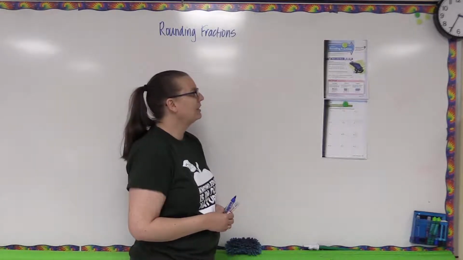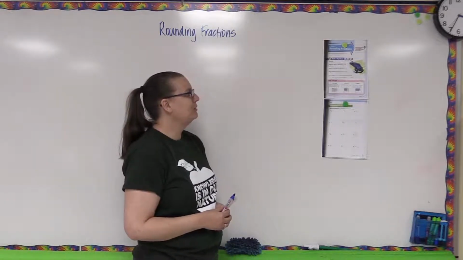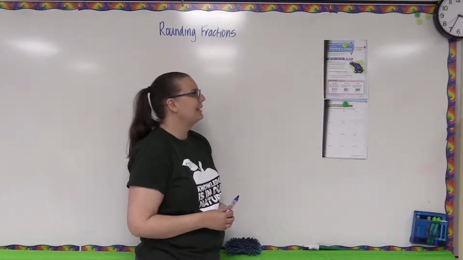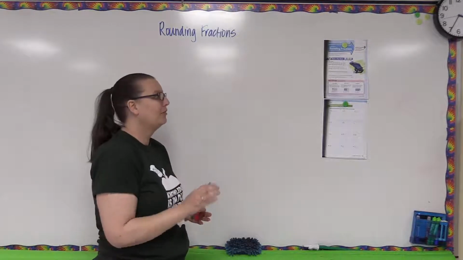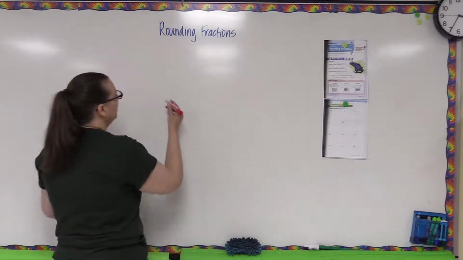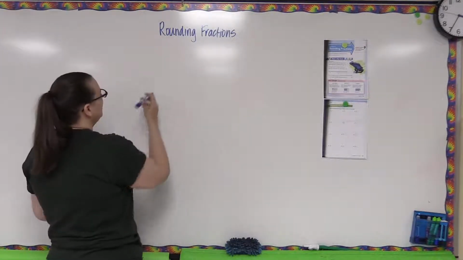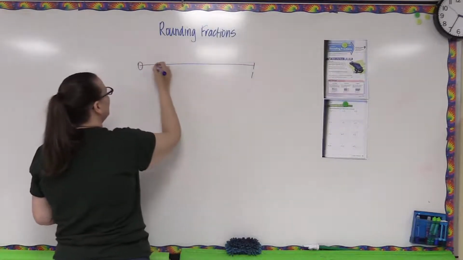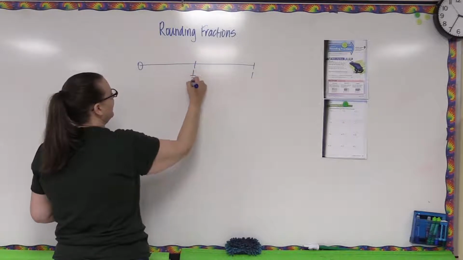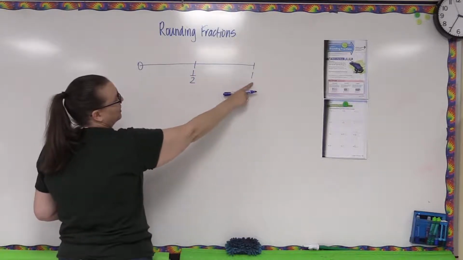A poison dart frog is 2 inches long. This is equal to 2/12 of a foot. They want to know if 2/12 is closer to 0, 1/2, or 1. So what we're going to do first is put out a number line, okay? It's going to start at 0, it's going to have a half on it, and it's also going to go all the way to 1.